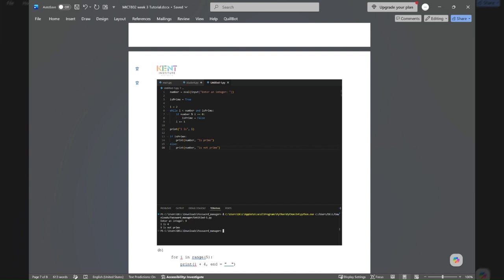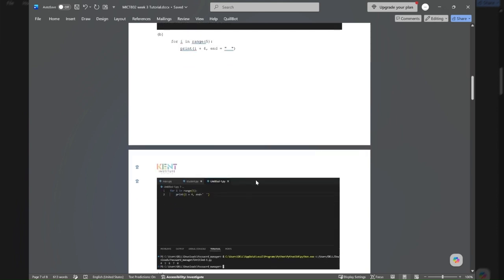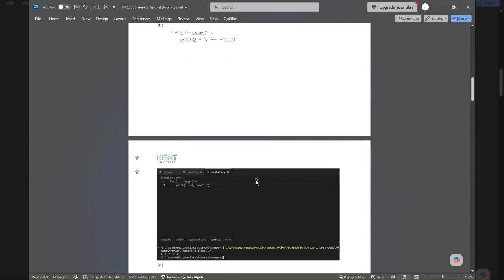A for loop is used here. So the for loop is useful when we know how many times we want to repeat something. We use it with the range function to print numbers and repeat tasks without writing the same code many times.